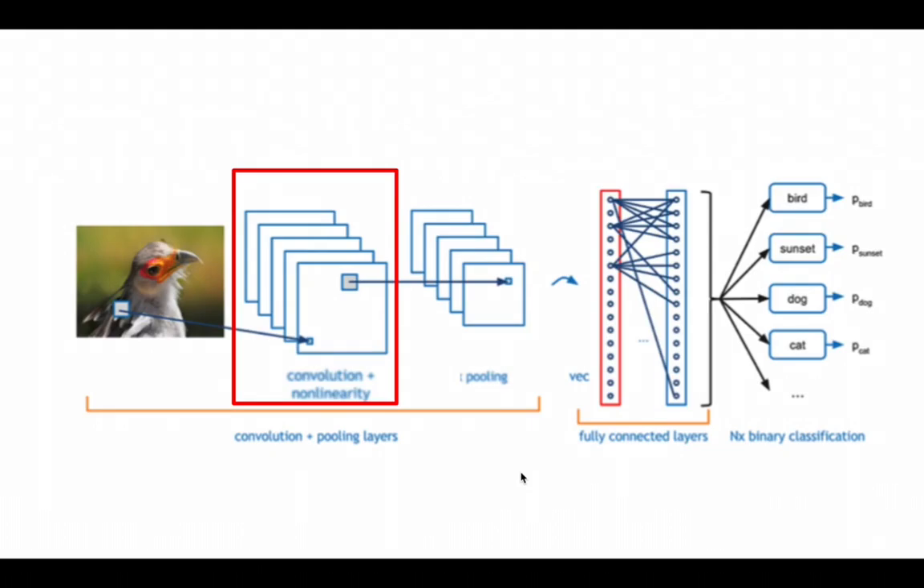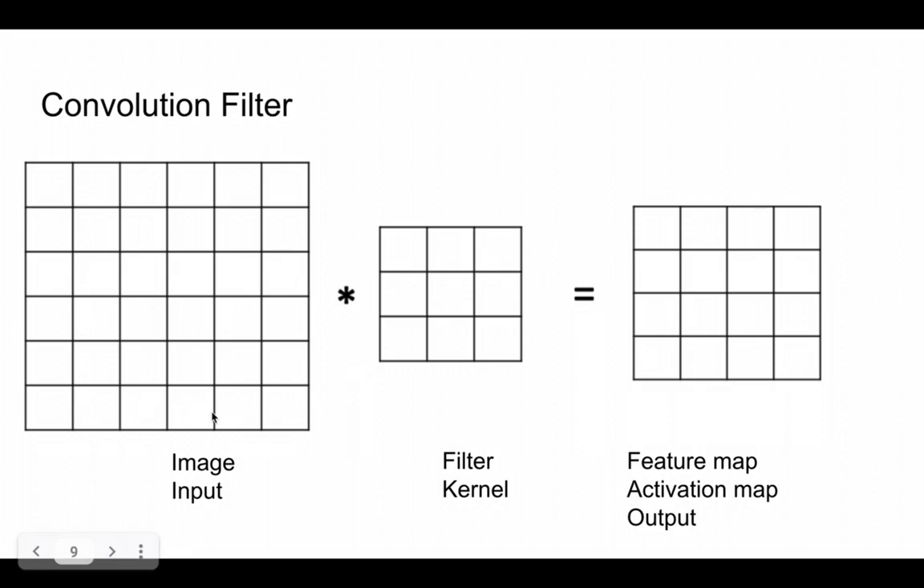Now, let's walk through each component in detail. First, let's start with convolution and nonlinearity. A convolution filter has 3 key elements. First is the image input. We apply a filter or kernel. The output image, we call it feature map or activation map, or the output. This activation map is the output of this image. We can pass it into the activation layer.